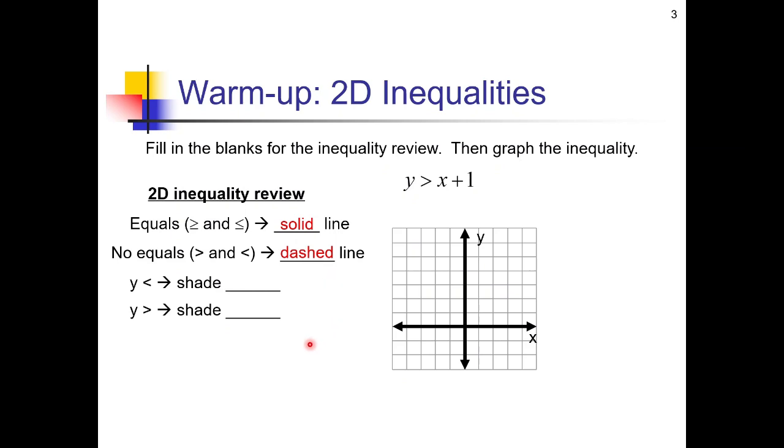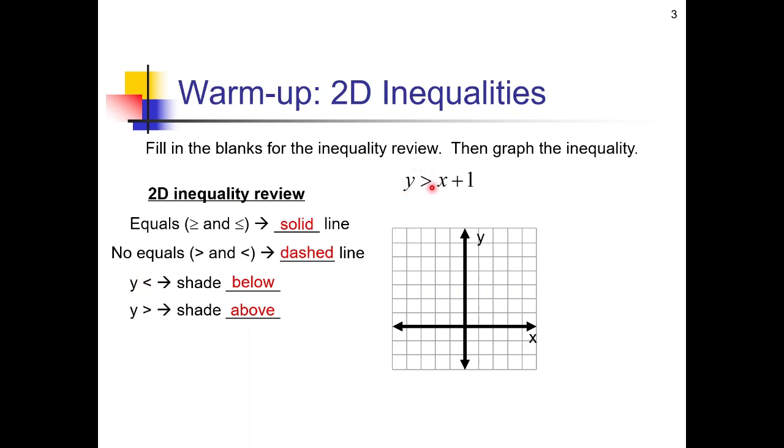Now we can also talk about what direction we're shading. If we have y less than, that means we're going to shade everything lower than or below whatever the curve is that we just drew. And y greater than means we're going to shade above. Now if this were x less than, we would go left, x greater than, we would go right. So it's all about the positive or negative directions on whatever variable you're talking about.